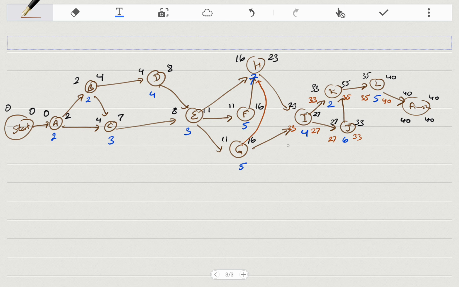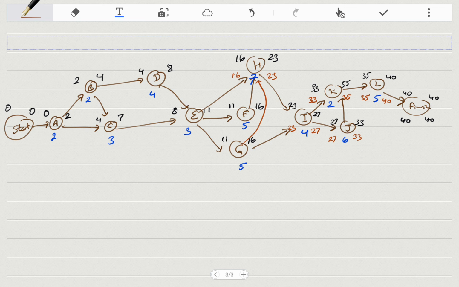So 23 and 6. We gotta do H first. All right, do H. H has only one successor, so 23 and 23 and 7. Again, most of the times if you miss one arrow, you probably have to redo the whole forward pass. Here I know it's not going to make a difference because this 16 and this 16 are the same numbers. So alright, now we can do G.